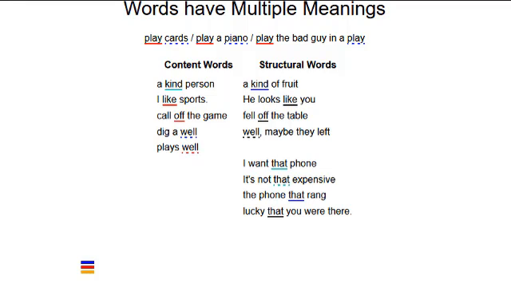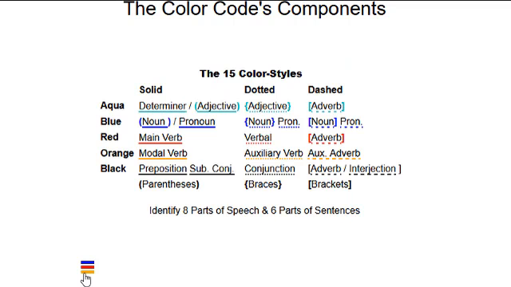The word "that" is structural, but it can form several parts of speech. Examples are: I want that phone. It's not that expensive. The phone that rang. It's lucky that you were there. The grammatical color code is based on 5 colors and 3 line styles.